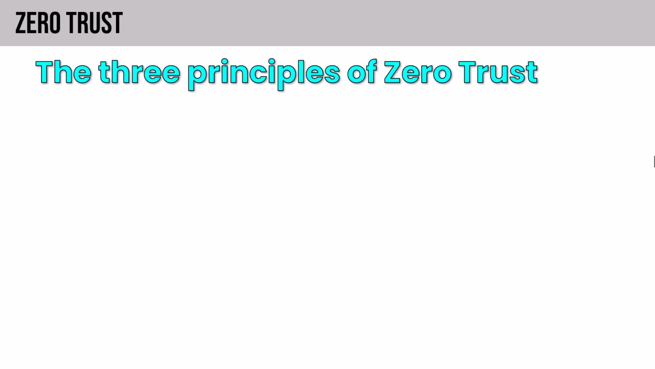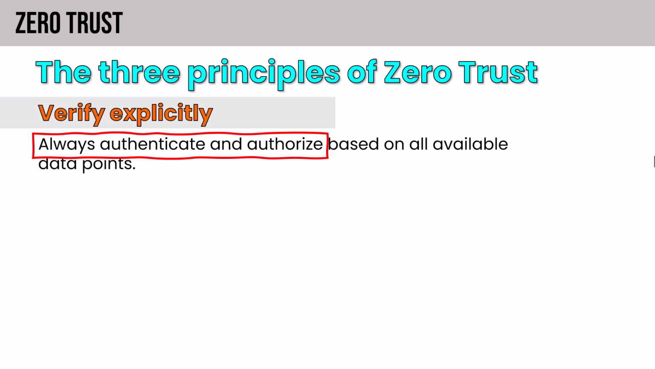You need to be familiar with Zero Trust for the exam, so we'll start with the 3 principles of Zero Trust, which include verify explicitly. So we always authenticate and authorize based on all available data points. And when I say data points, think back to the signals we talked about in conditional access.